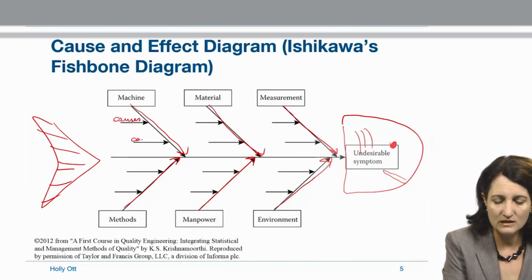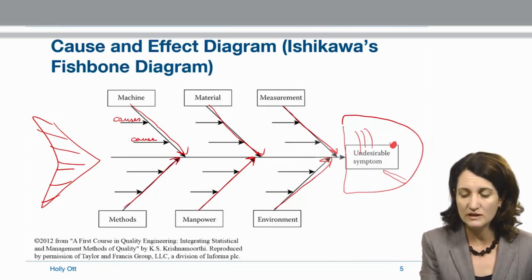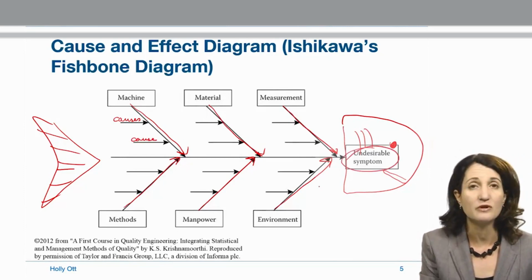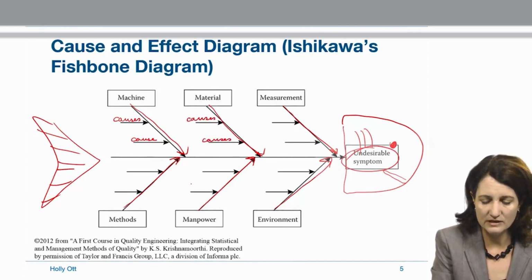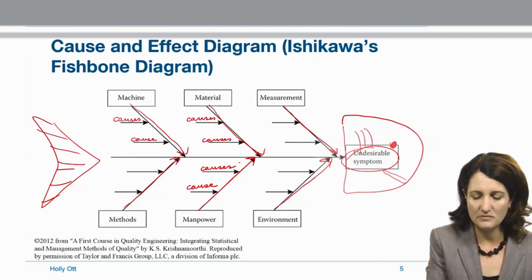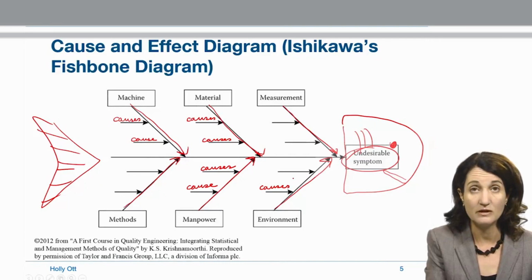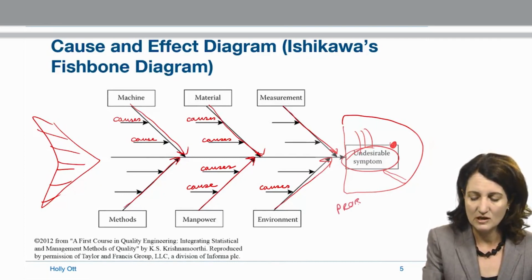What could be possible causes due to the machine that could result in our undesirable outcome? What could be causes due to the material, etc., etc.? Could there be something with the operators, with the shifts? Could there be something with the environment? Do we have a temperature issue that could cause this undesirable symptom? This could cause this process problem.